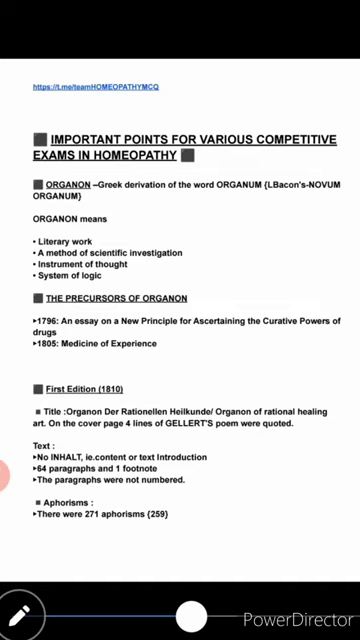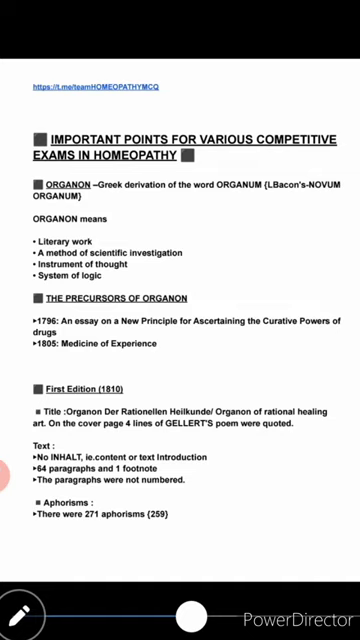Now the precursors of Organon. In physics, an essay on a new principle for ascertaining the curative power of drugs was the precursor, and the second precursor was the experience, which was published in 5. These are the precursors of Organon. Now we are coming to a brief study of the first edition.